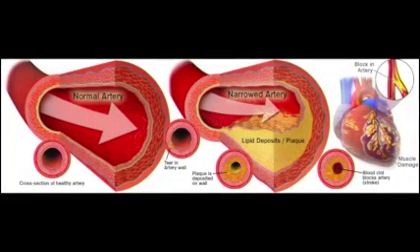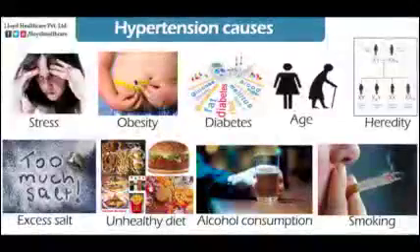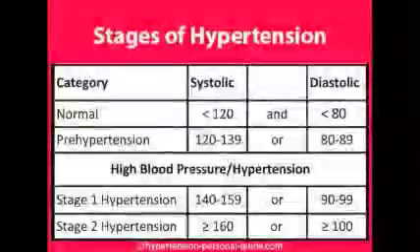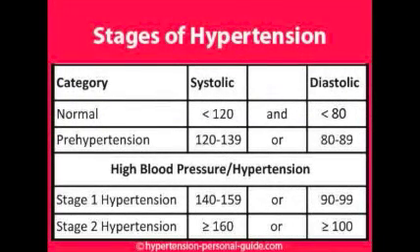Hypertension is the buildup of fatty deposits and plaque in the arteries, which occludes and restricts blood flow. The most preventable causes of hypertension are smoking, obesity, and lifestyle habits such as sodium intake and an inactive lifestyle. And these are the stages of hypertension.